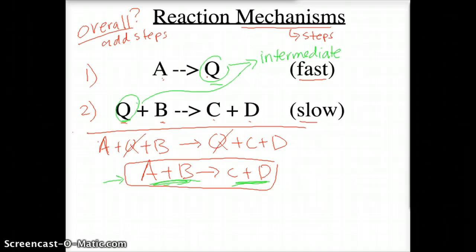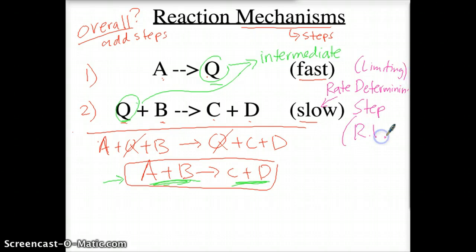The last bit of vocabulary we need to know is the name for the step that's the slowest. The slowest step is called the rate-determining step, often also called the rate-limiting step, and abbreviated as the RDS or the RLS. What's special about the rate-determining step? Well, it allows us to figure out a lot of things involved with the rate law and the kinetics.